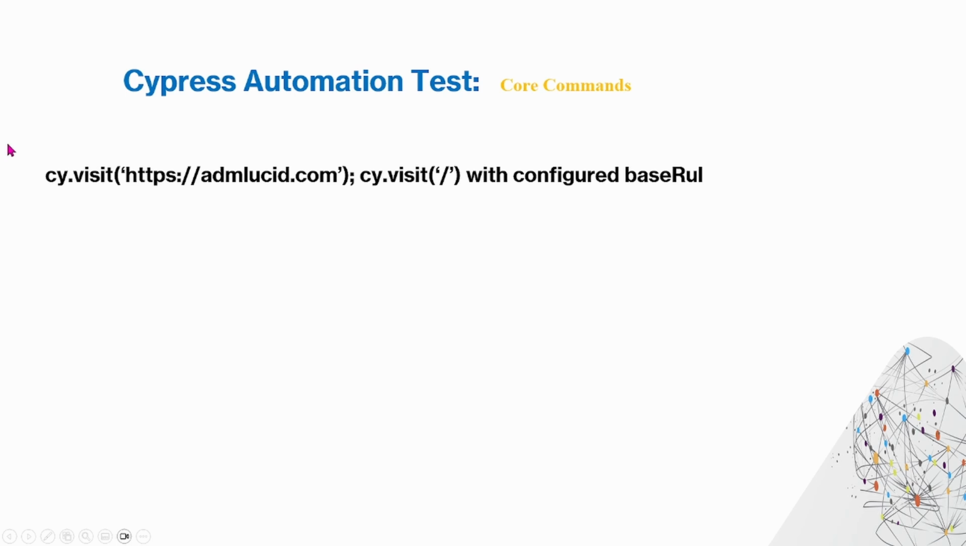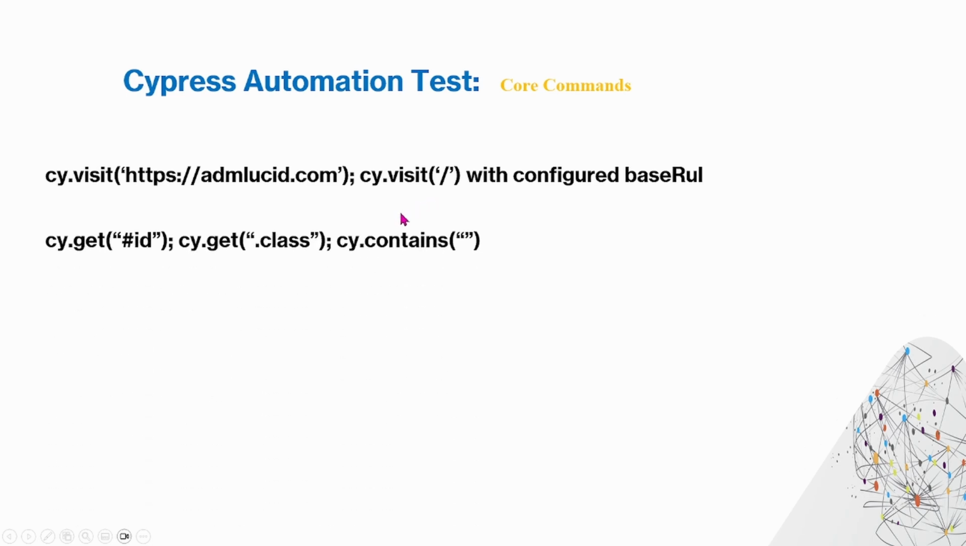For visiting a URL of your choice, for example, admlucid.com, you can use cy.visit, and then enter the URL that you want to visit. Another way you can do this is if you have a configured base URL already, then you can just use cy.visit and a slash, and that will bring you straight to the base URL.